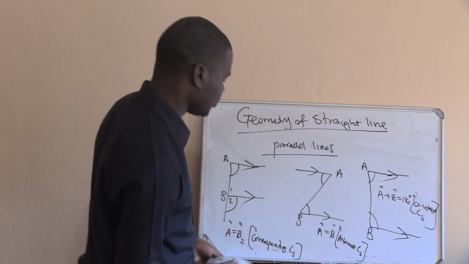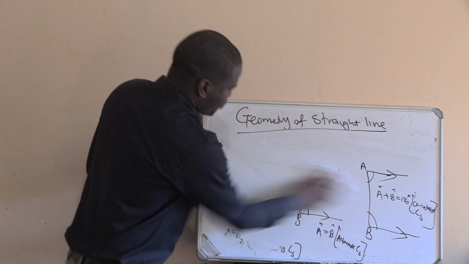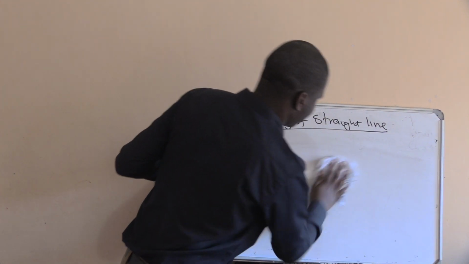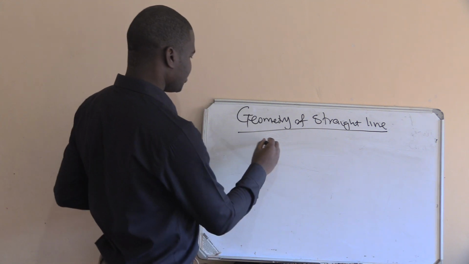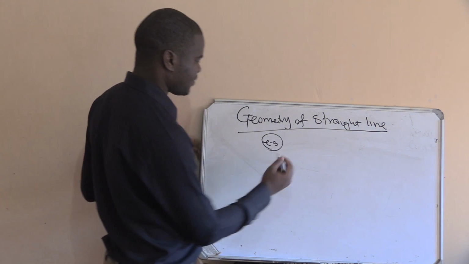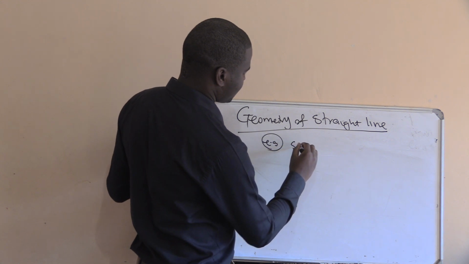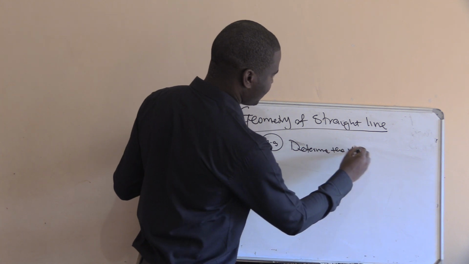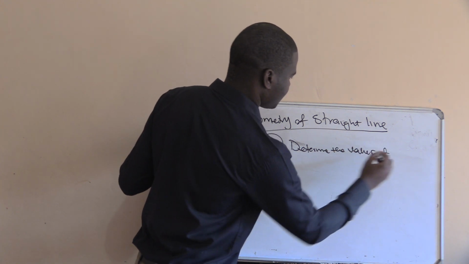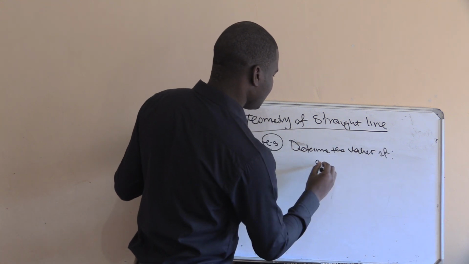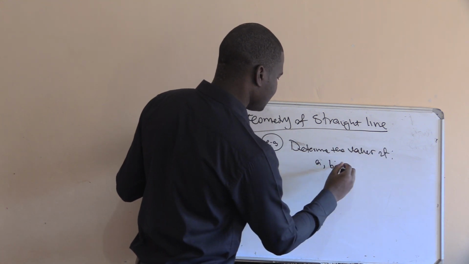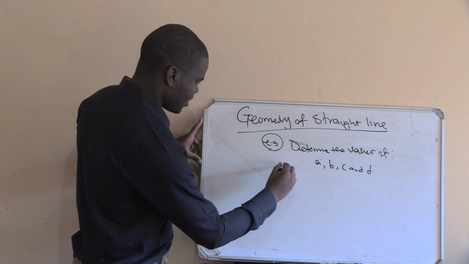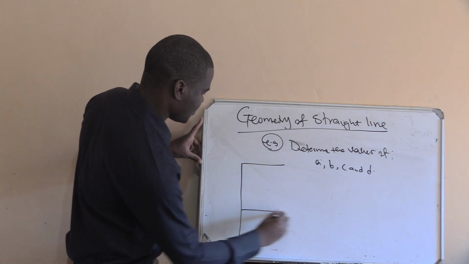Let's take the last examples of this geometry of straight line. We're dealing with straight lines. For example, determine the values of A, B, C and D. See? Now here I'm going to have something like this.